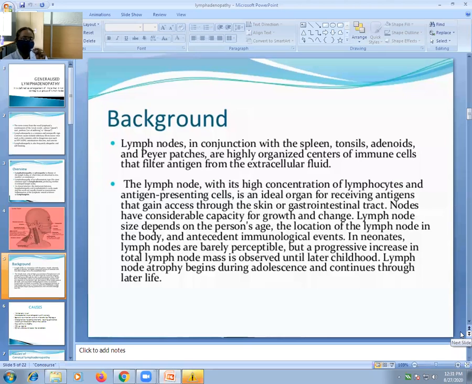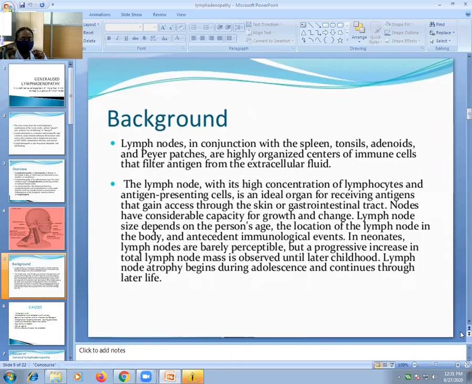So a lymph node is nothing but a part of the immune system, a part of the reticuloendothelial system. Lymph nodes, in conjunction with spleen, tonsils, adenoids, and Peyer's patches, are highly organized centers of immune cells that filter antigen from extracellular fluid. So what is the function of a lymph node? To remove foreign antigen. It is a part of the immune system, and its function is to remove any foreign antigen from your blood.